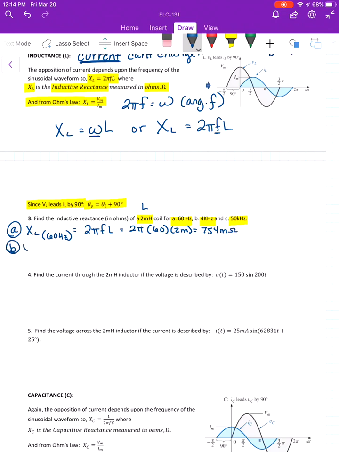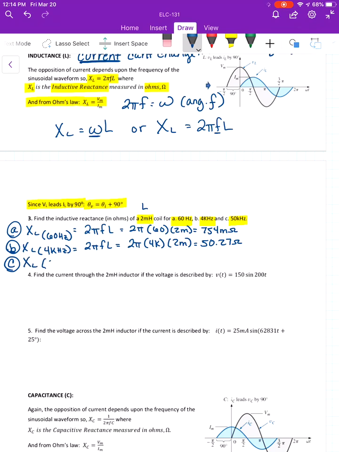Let's go ahead and work the problem again. This time we are going to replace the 60 hertz with a 4 kilohertz voltage across it. Again, 2 pi FL, 2 pi times 4K times 2 millihenries. And as we increase that frequency a bit, we are also increasing the reactance. It's going to react a little more strongly to a higher frequency signal. And then let's increase it once more.